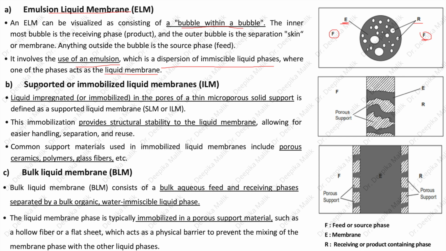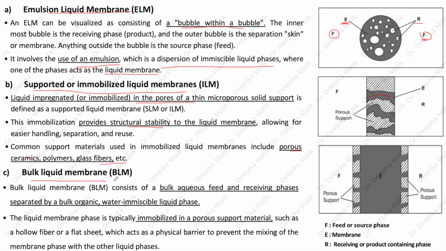Second type is the supported or immobilized liquid membrane. Liquid impregnated or immobilized in the pores of a thin microporous solid support is defined as a solid liquid membrane. This immobilization provides structural stability to the liquid membrane, allowing for easier handling, separation, and reuse. Common support materials used in immobilized liquid membranes include porous ceramics, polymers, glass fibers, etc.